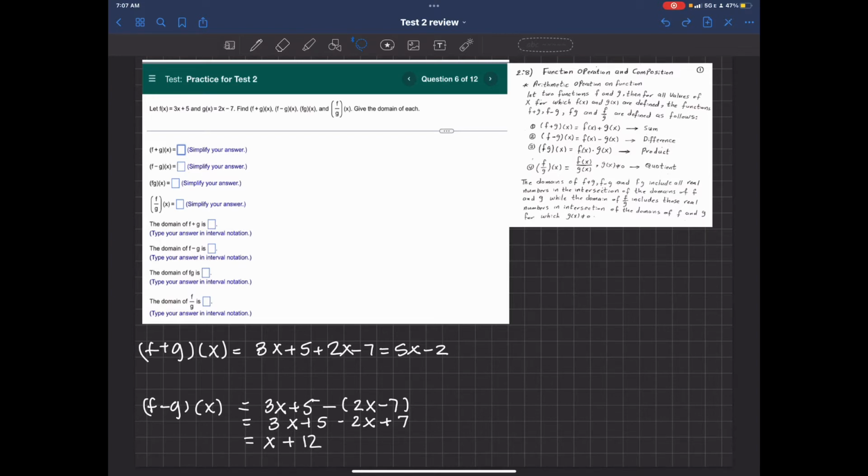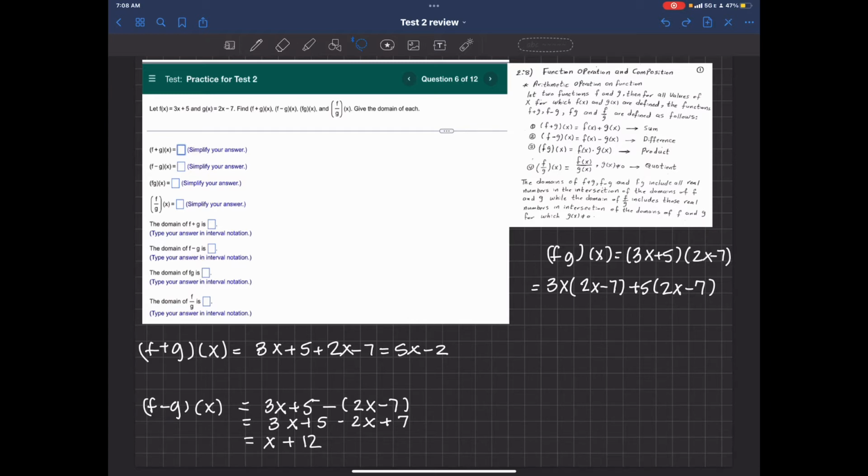Okay, now I'm going to find f times g of x. So f is going to be 3x plus 5 times 2x minus 7. And we're going to set up our distribution. So I have 3x times 2x minus 7. And then I have positive 5 times 2x minus 7. And then I distribute.